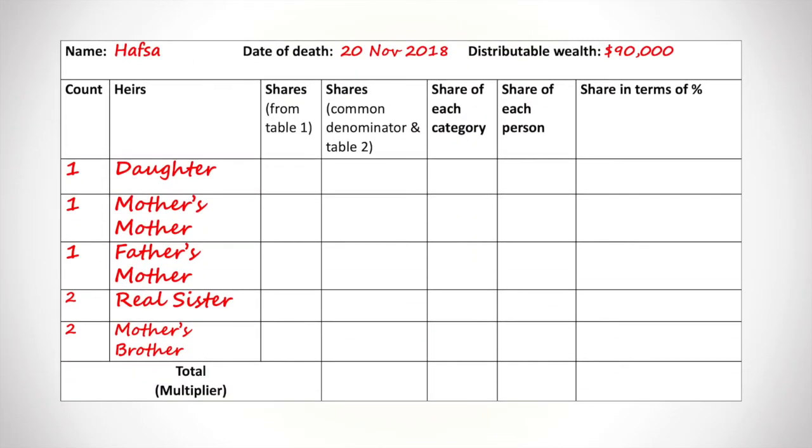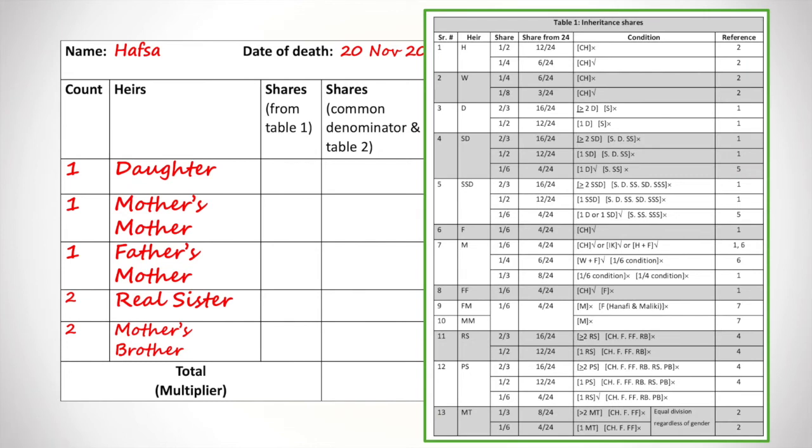We put this information in our template with a distributable wealth of $90,000 and the list of relatives over here. Then we go to table 1. Table 1 shows that the daughter is 1 in number and there is no son present, so she gets half. Let's give her that. The next one is interesting, and I want you to pay attention over here. It says mother's mother. So mother's mother is MM, which we find all the way down here in row number 10.